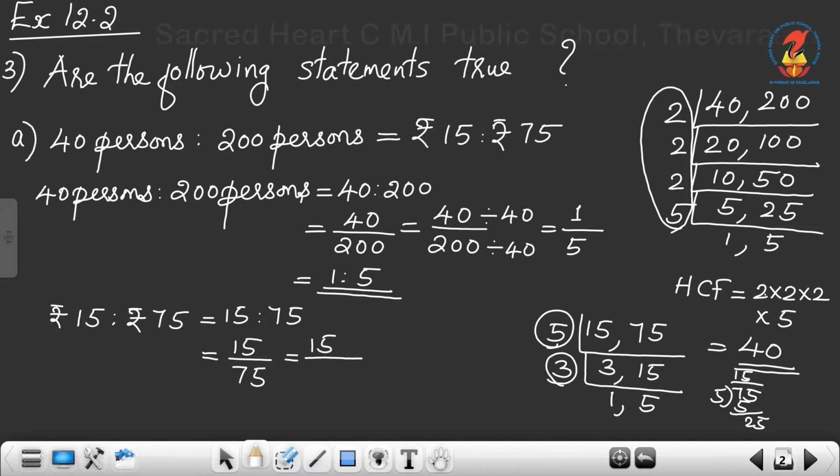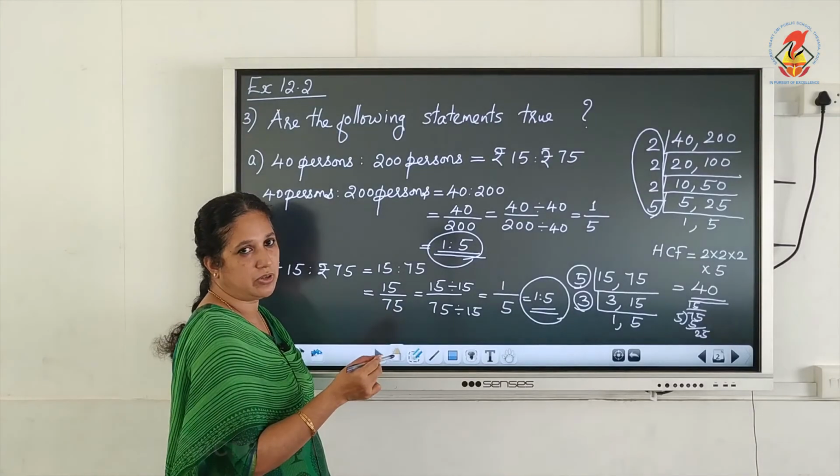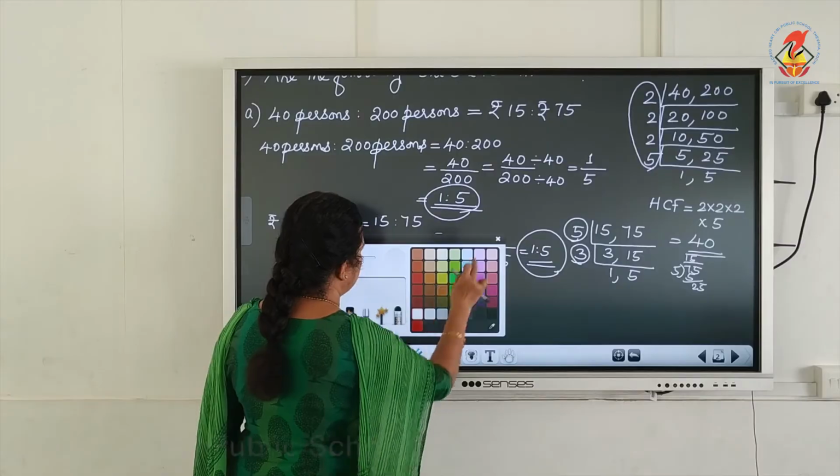Therefore, 15 divided by 75: divide both numerator and denominator by 15, which gives 1 by, and 75 divided by 15 is 5. So 1 by 5, which is equal to 1 is to 5. Now look at that. When we reduce the first ratio, we got 1 is to 5, and the second ratio also, when we reduce to the lowest form, gives 1 is to 5. So are these two ratios equal or not? Yes, they are equal.